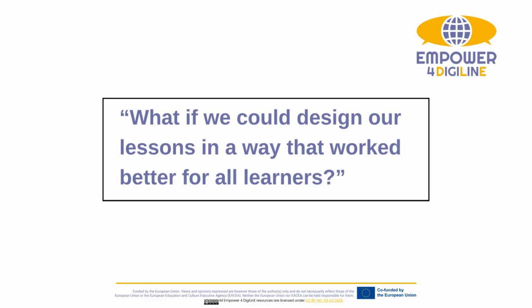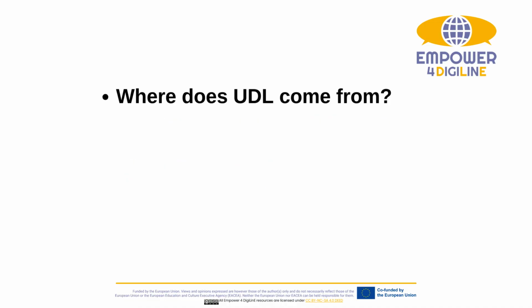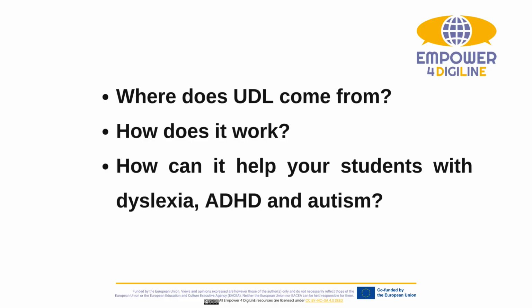What if we could design our lessons in a way that worked better for all learners from the very start? That's the idea behind Universal Design for Learning, or UDL. In this video, we'll look at where UDL comes from, how it works, and how it helps students with dyslexia, ADHD, and autism without needing to create separate plans for everyone.